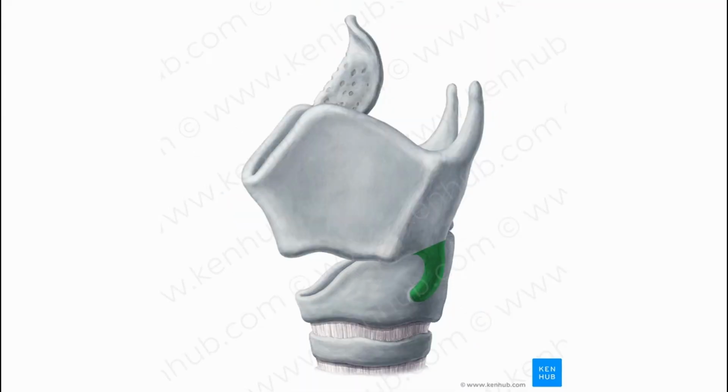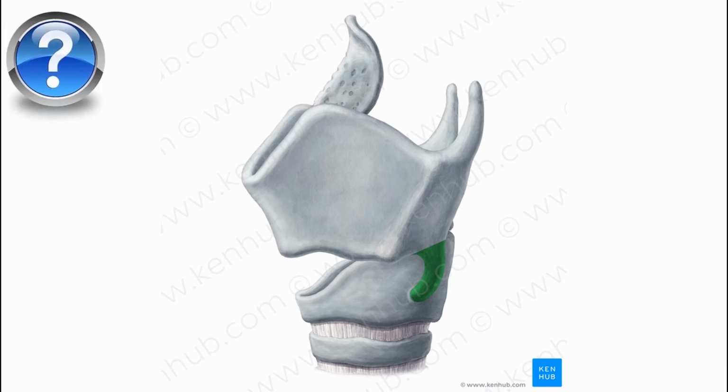Question: what is this green marked structure? It is a process coming down from the posterior part of the lamina of the thyroid cartilage, going down to the side of the cricoid cartilage and articulating with it. Therefore, this is the inferior horn of the thyroid cartilage.